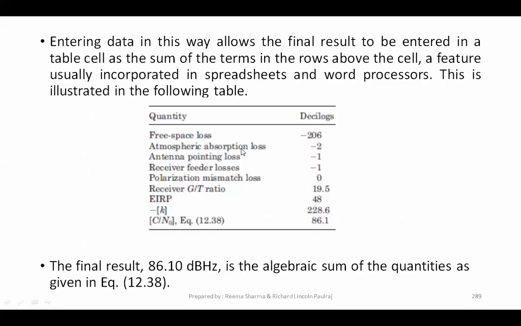So free space loss, atmospheric loss, antenna pointing loss, feeder loss. Polarization was not mentioned, so we have put it as 0. Then receiver G by T ratio, then the EIRP, then your Boltzmann constant value. So all these are taken into consideration.